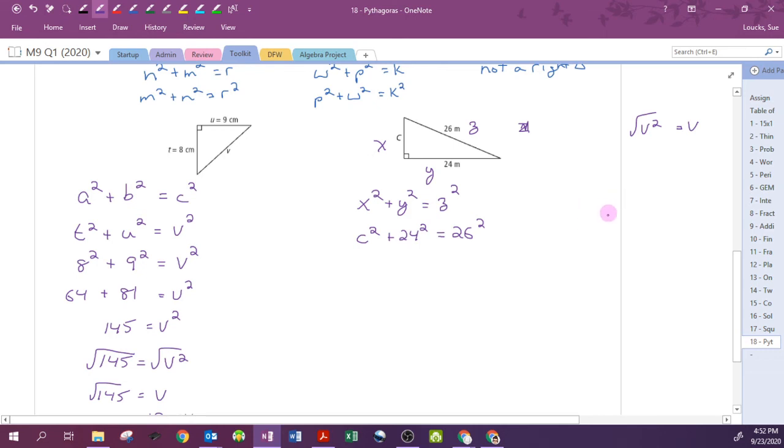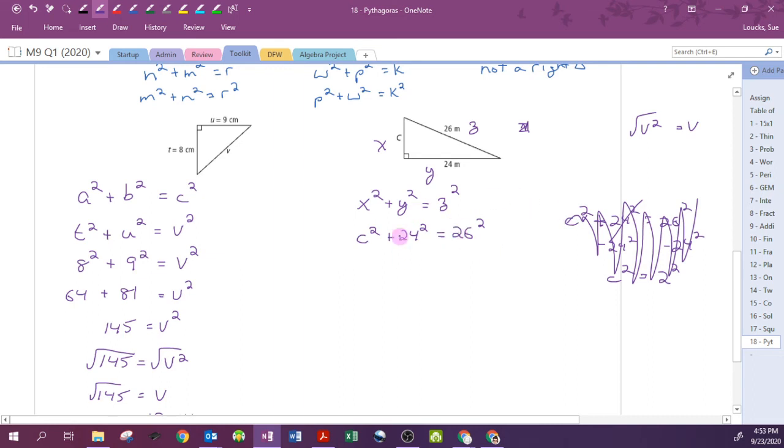Do not go minus 24 squared, minus 24 squared. Don't write this down, I'm just going to show you what happens. Plus 24 squared equals 26 squared. If I go minus 24 squared and I go minus 24 squared, I get c squared equals, and an error that many of you will make is you'll change that to 2 squared. And that's incorrect.